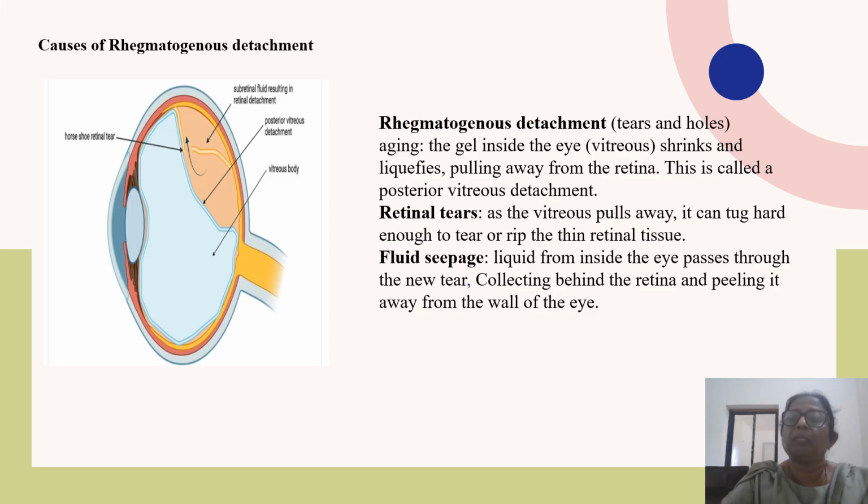Rhegmatogenic detachment, that's aging. The gel inside the eye, that is the vitreous, shrinks and liquefies, pulling away from the retina. This is called a posterior vitreous detachment. Retinal tears occur as the vitreous pulls away. It can tug hard enough to tear or rip the thin retinal tissue. Fluid seepage: liquid from inside the eye passes through the new tear, collecting behind the retina and peeling it away from the wall of the eye.